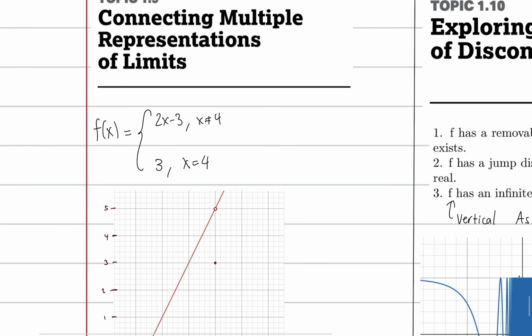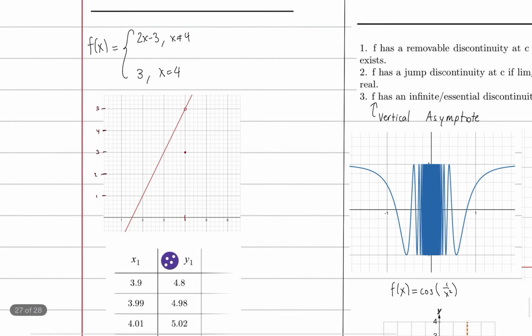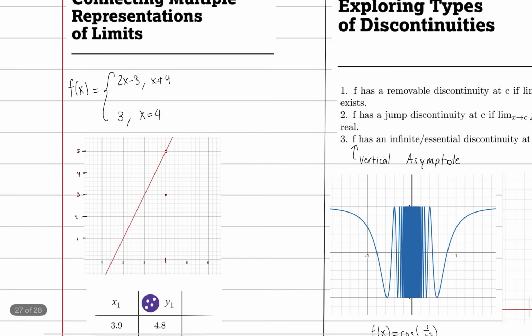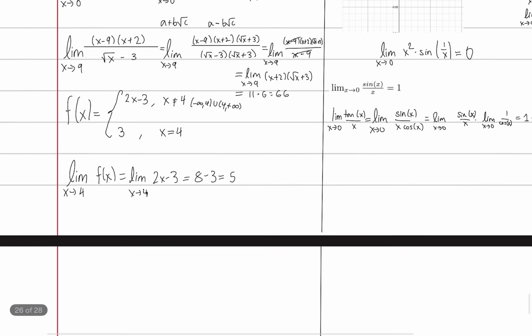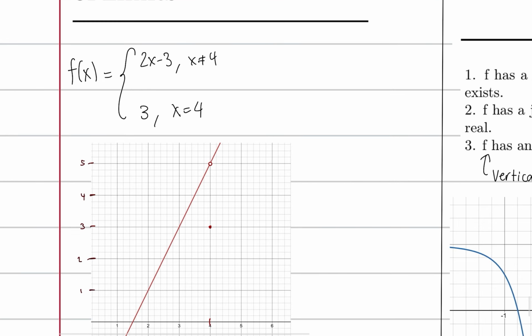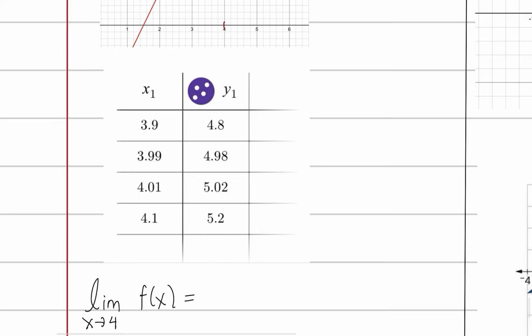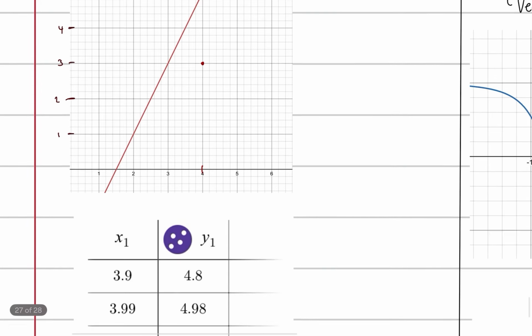Topic 1.9, it's not a big thing. It's just connecting multiple representations of limits. No new topics. We're just going to connect it. Back to the original problem I gave here in 1.7, we're going to have this f of x, which is a piecewise function. Here's the graph, here's the table, and here's just the algebra.